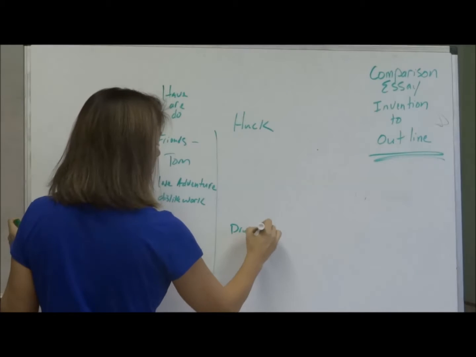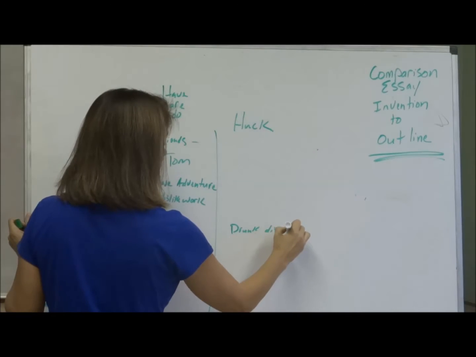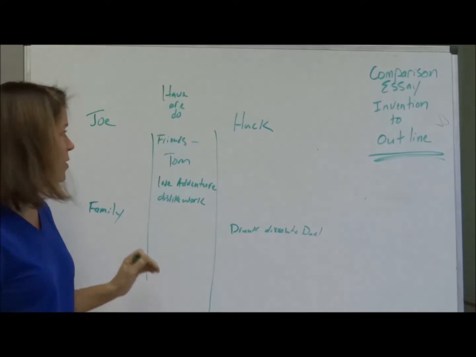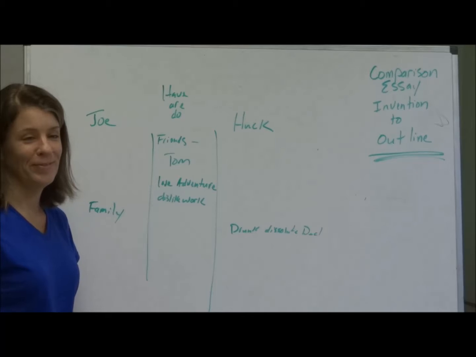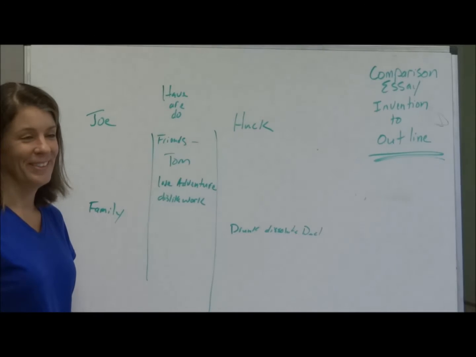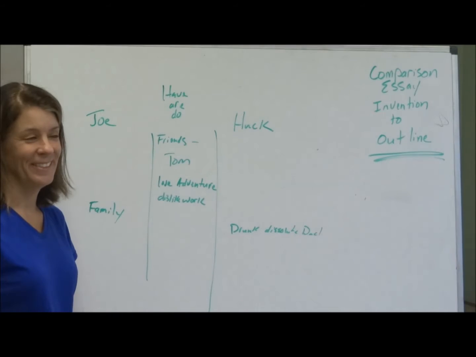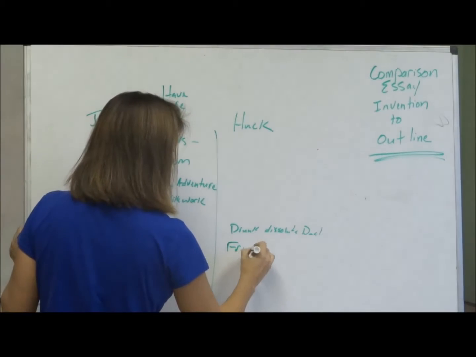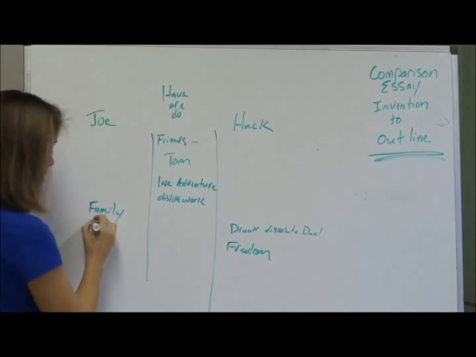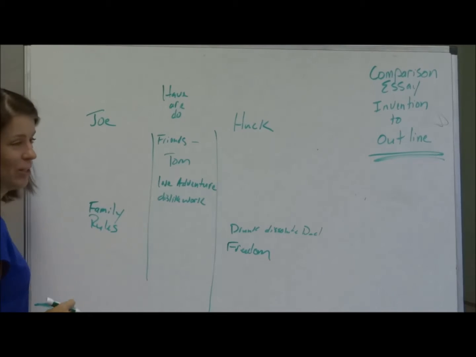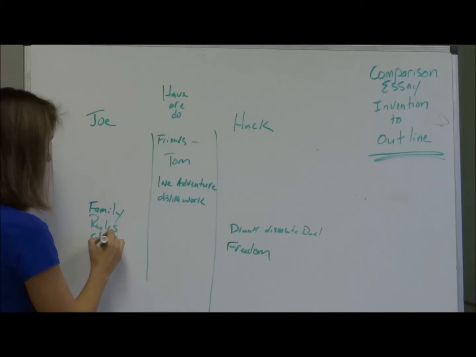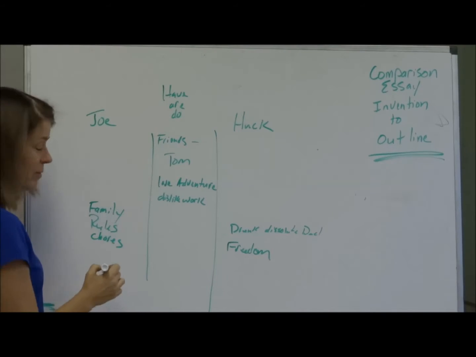He's a drunk, dissolute dad. Okay. What are some other differences between what they have? Huck has a lot more freedom to do what he wants. Huck has freedom. What does Joe have? Rules. Joe has rules. Come home to dinner. Joe has chores. Huck doesn't. Probably. Joe goes to school. Very good.